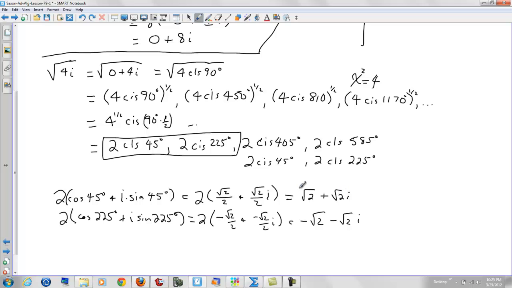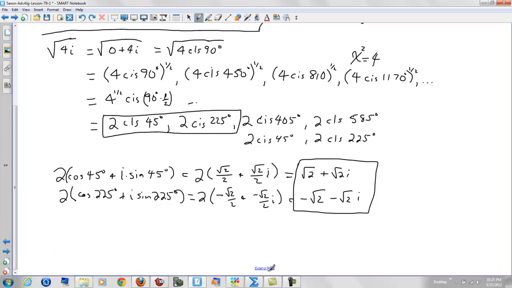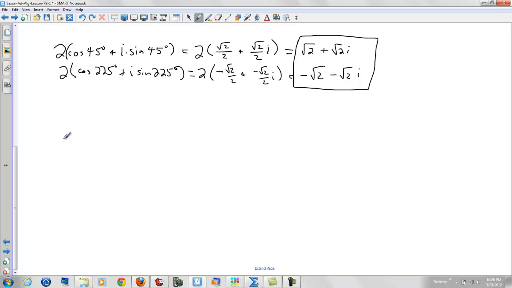So these would be the 2 rectangular representations of those square roots. And if you indeed squared those, you would find that you would get 4i as a result. So the question then becomes, what happens if we want the cube root?